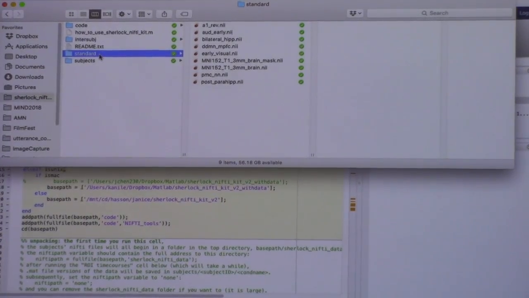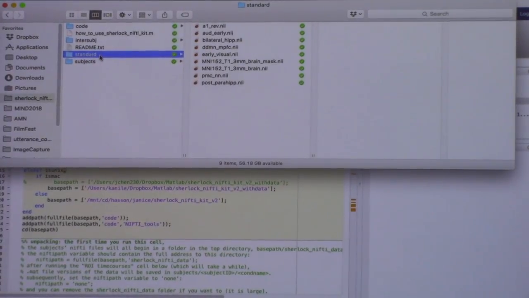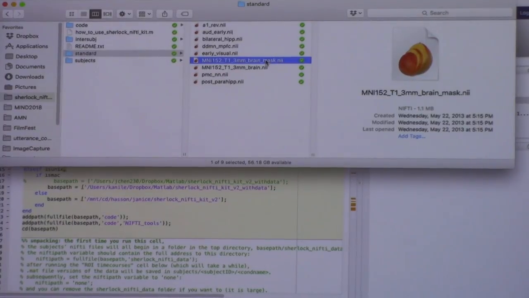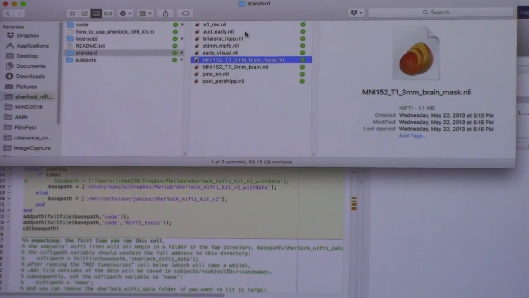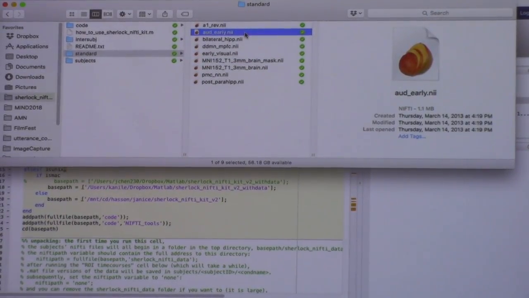brain anatomical images and ROIs, and these ROIs are just Nifty images filled with zeros and then ones, where the ROI is. That's it. This is 3 millimeter MNI space. And we have the MNI 3 millimeter brain and a mask of just the entire brain, as well as, let's see, auditory. Odd early is one of the ROIs that you already have data for.